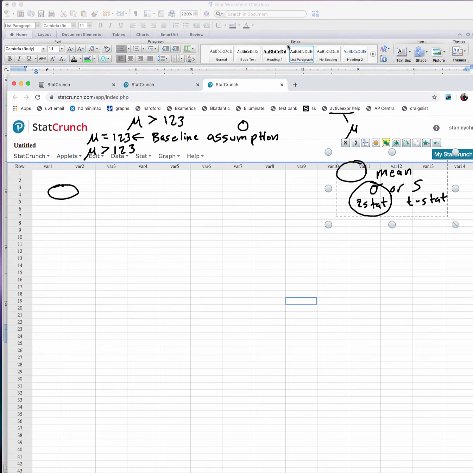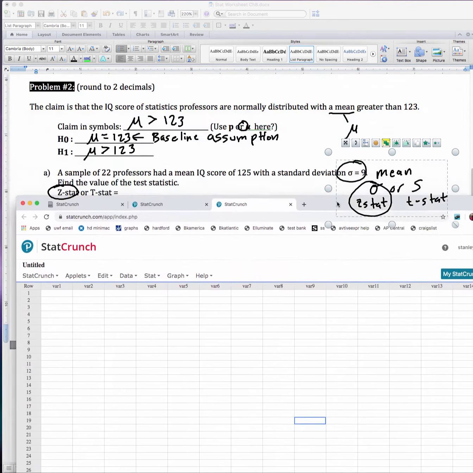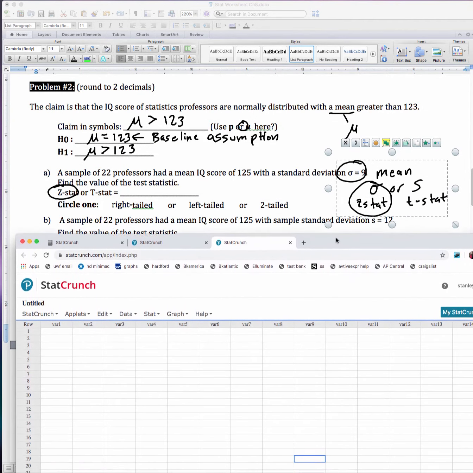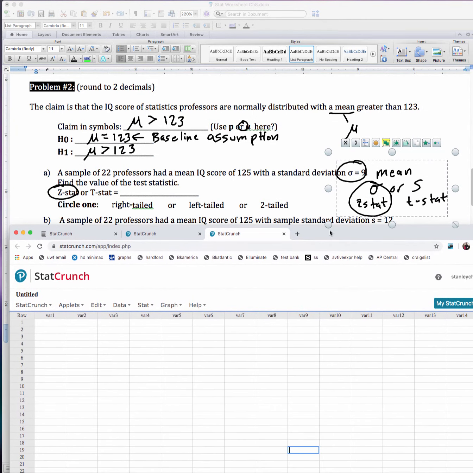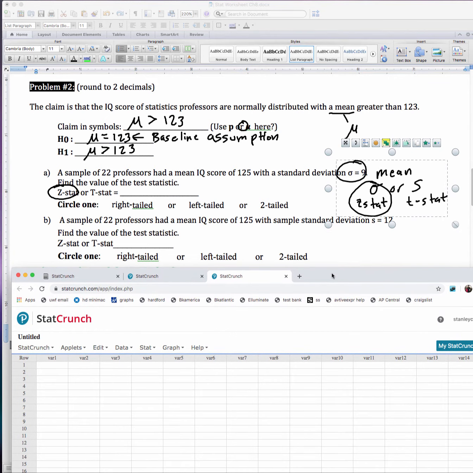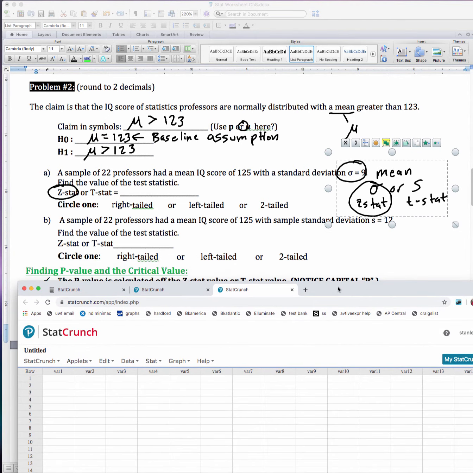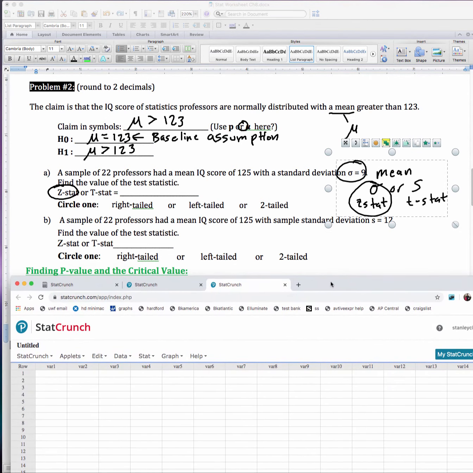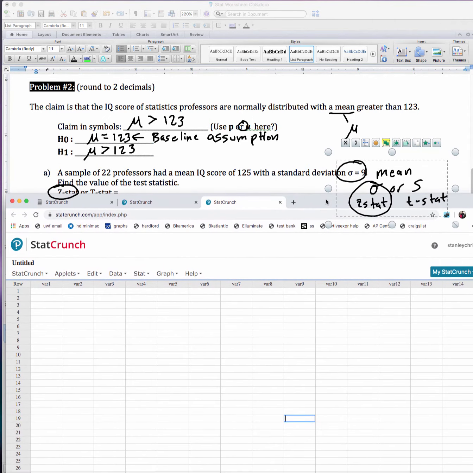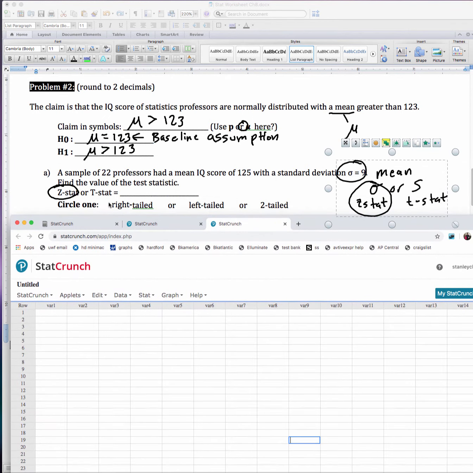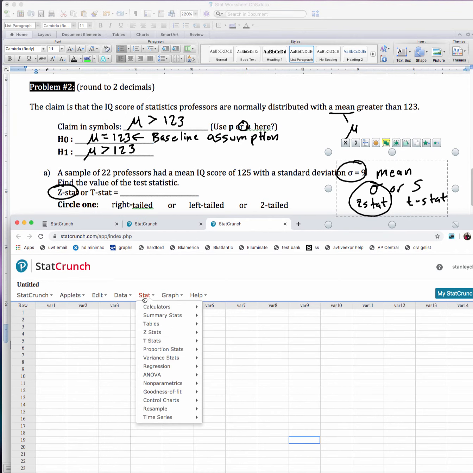And I have StatCrunch open. So, to solve this question, where are we at? 123. I'm trying to find the test statistic right here. To find the test statistic, we have to run the test. I mean, there is a formula for it, but we would just rather run the test. So what we do is use Stat.